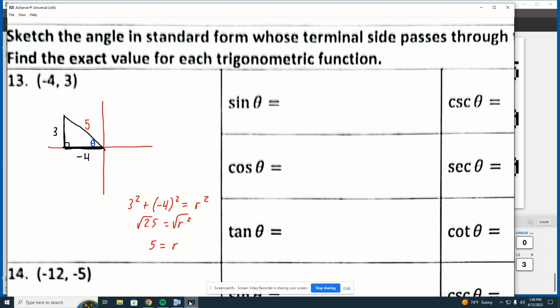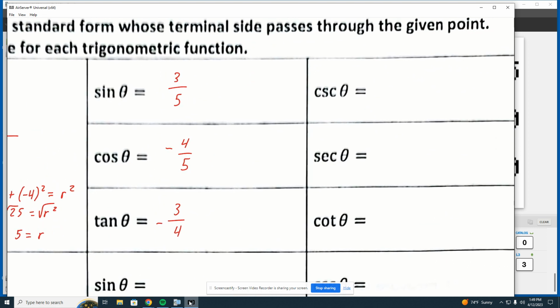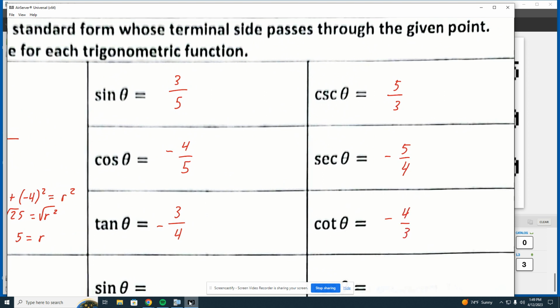So visually, I like to look at this one and use SOHCAHTOA. Sine is from theta, right here, opposite, that's 3, over hypotenuse, 5. Cosine is adjacent, that's negative 4, over hypotenuse 5. And tangent is opposite 3 over adjacent negative 4. And I usually just put my negative out in front. You can put it in the denominator, it doesn't really matter. And then when I do all these others, I just flip my fractions. So I got 5 over 3 here. I've got negative 5 over 4 here. And I've got negative 4 over 3 there. And that's it. It's done.